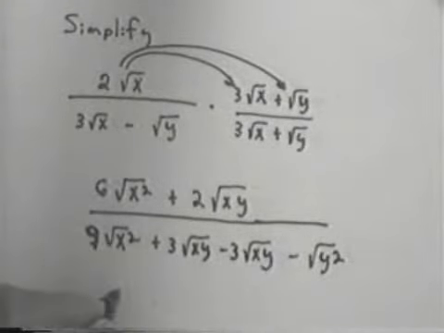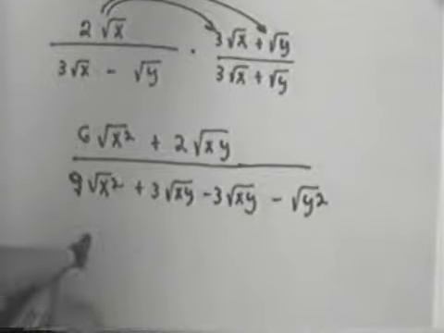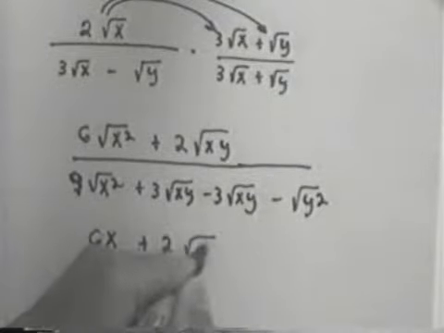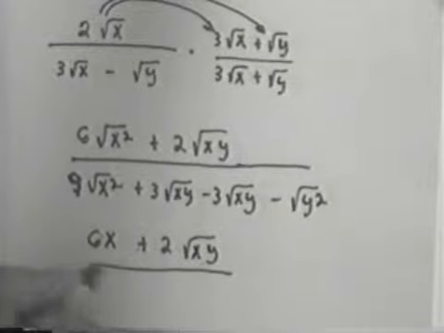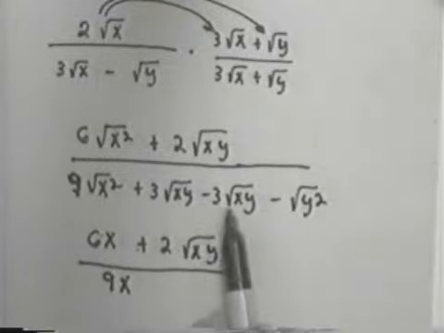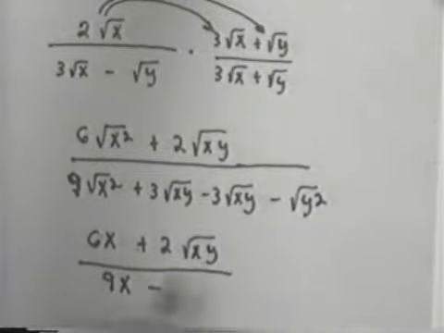Square root of x squared is x. I have 6x plus 2 times the square root of xy over 9x. Square root of x squared is x. These two terms will add to 0. Minus the square root of y squared is y.